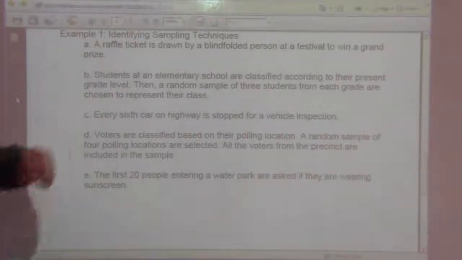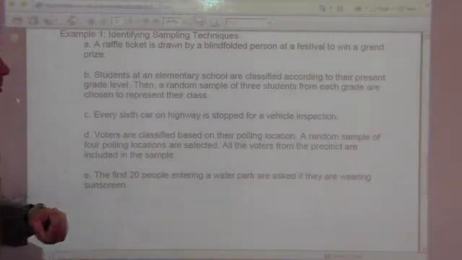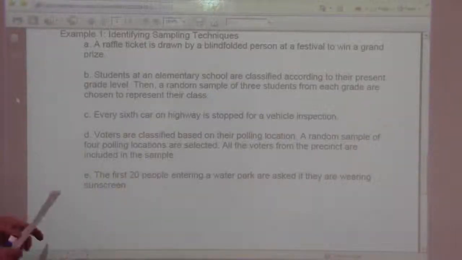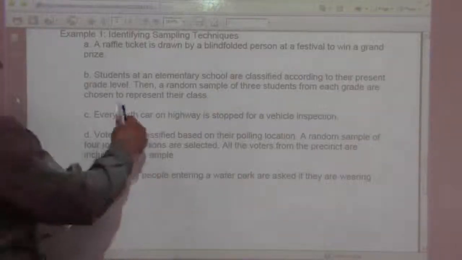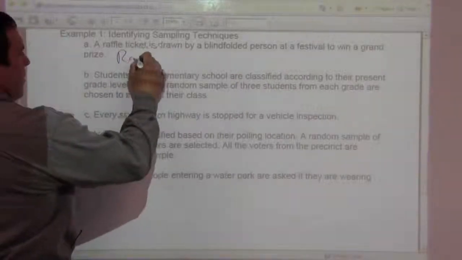Okay, example 1, identifying sampling techniques. A raffle ticket is drawn by a blindfolded person at a festival to win a grand prize. What kind of sampling is this? This is, ready? This is random sampling.